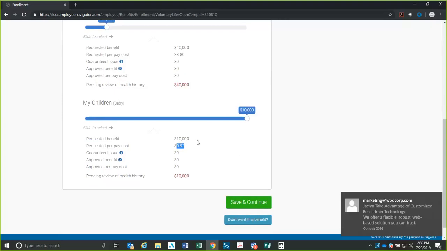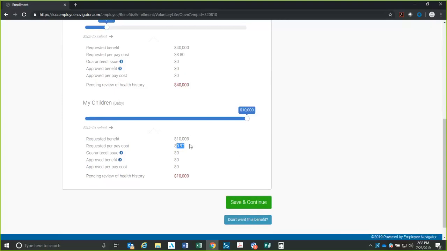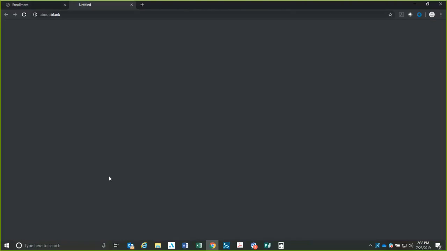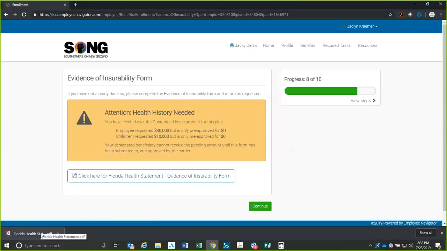The way it works is that you get $10,000 for each child that you have for this one low cost per paycheck. Now, you can see that everything's in red here, 40,000 pending review of health history. So I will need to complete what's called an evidence of insurability form. When I hit save and continue, it should tell me that on the next page. So it's telling us, yes, you need to complete an evidence of insurability form. Here is the form. So if I click on this, I can save it or print it for later.